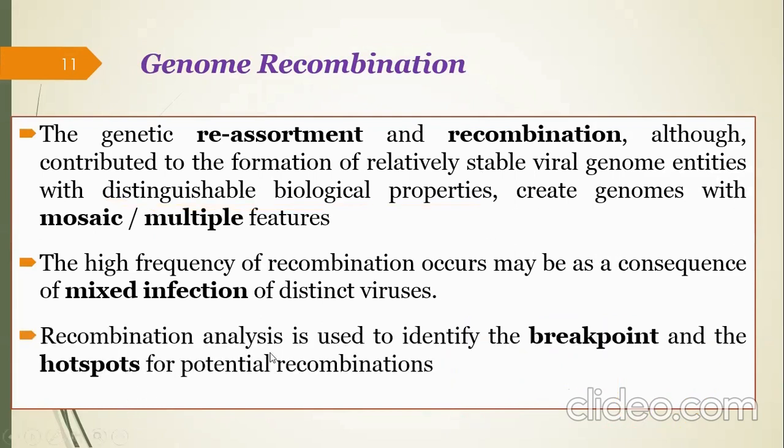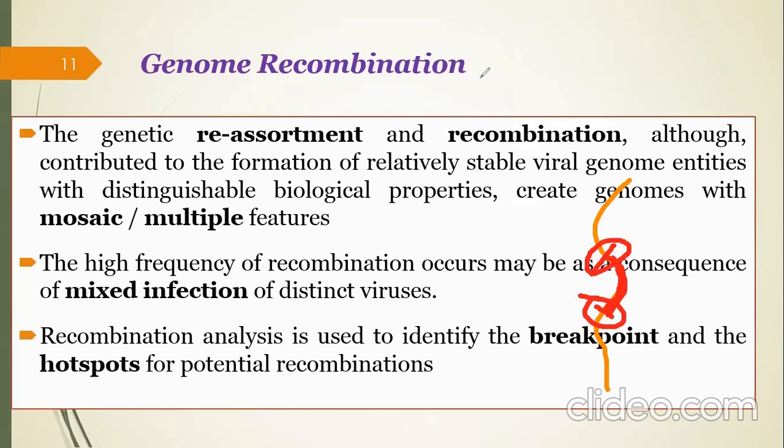So recombination analysis is used to identify breakpoints and the hotspots of potential recombination. So it will identify for us the breakpoint, for instance, in a sequence, and if there is a small portion of another sequence, it will provide us the breakpoints, like this is the region where the recombination has occurred, and this sequence has now become part of the new sequence.